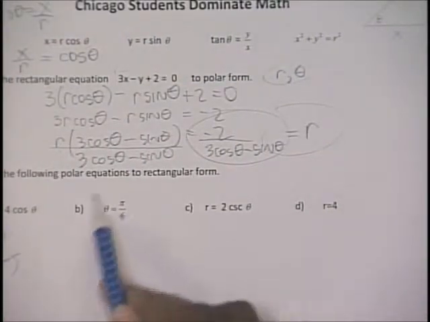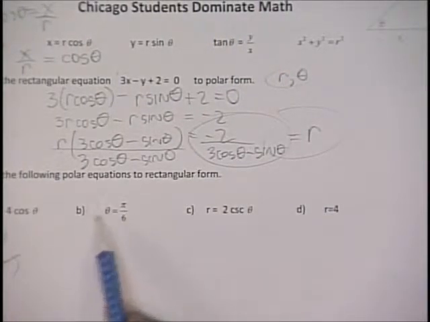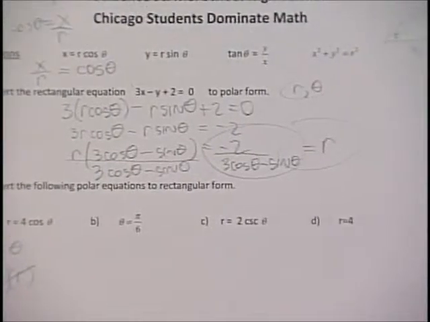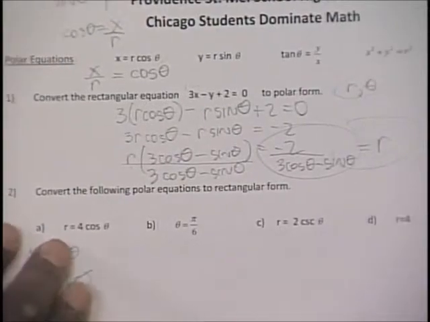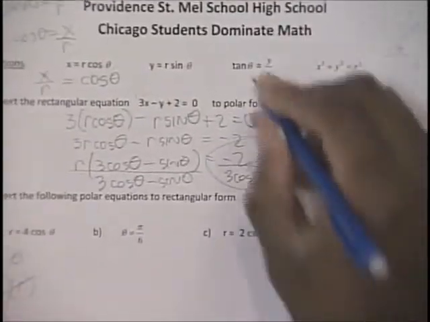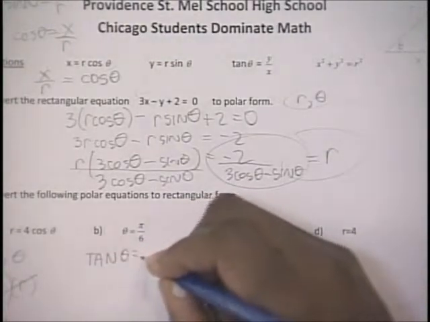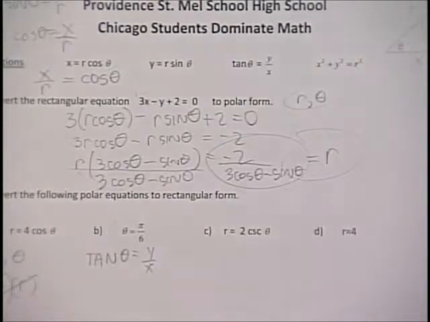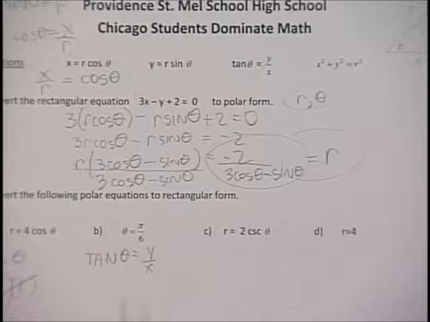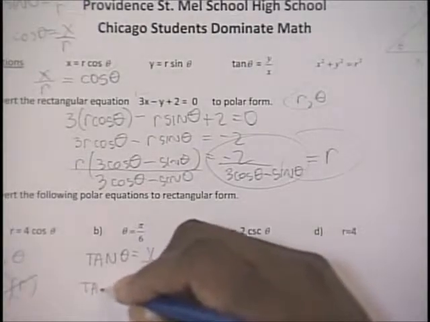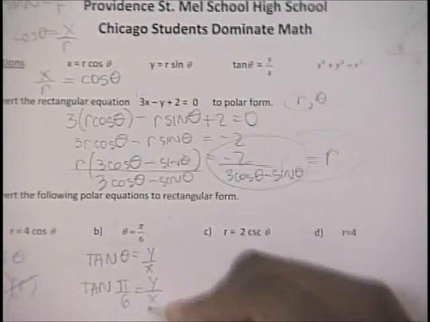This is a polar equation. You've got r, you've got theta. We want you to change that so that you don't have theta or r, you have x and y. To turn this into a rectangular equation, you start with tangent theta is equal to y over x. They give you that theta is pi over 6. So you can substitute: tangent pi over 6 is equal to y over x.